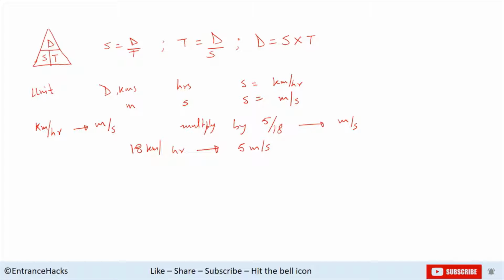Similarly, if we have to convert meter per second to kilometer per hour, the conversion can be done by multiplication by 18 upon 5. So in the previous example, if the speed is 5 meter per second, in kilometer per hour it will be 5 into 18 by 5, that is 18 kilometer per hour. Using this conversion formula, we can convert in both directions. The same can be derived very easily, but I'm not going into that right now. We can just remember the figures 5 by 18 and 18 by 5.